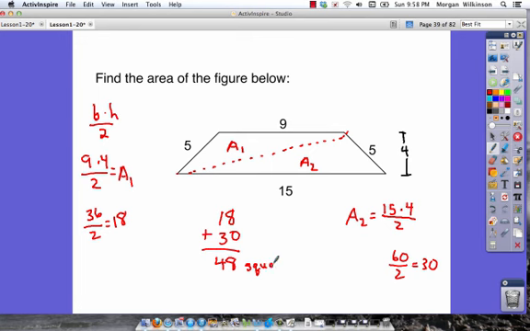Now this time, if you like, you could write out square units the way you say it, or you could write out units to the second power as we've been doing previously. Both ways will get you full credit.